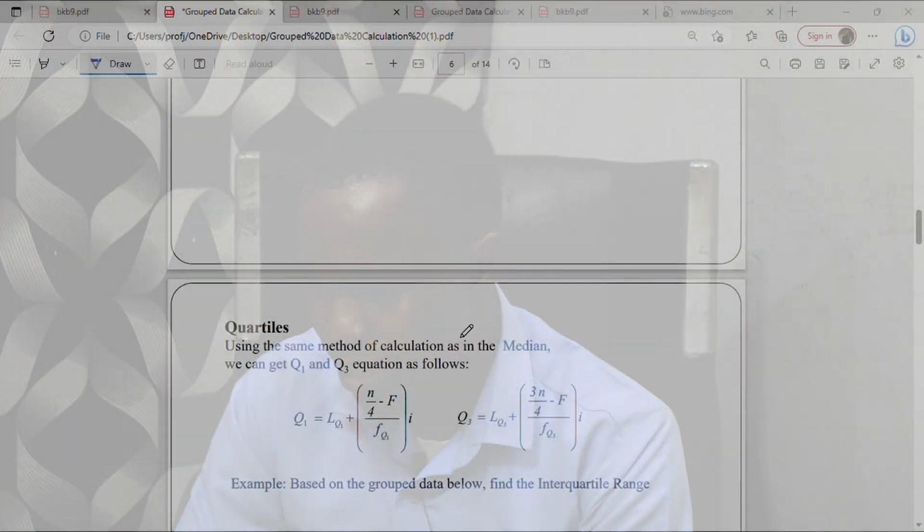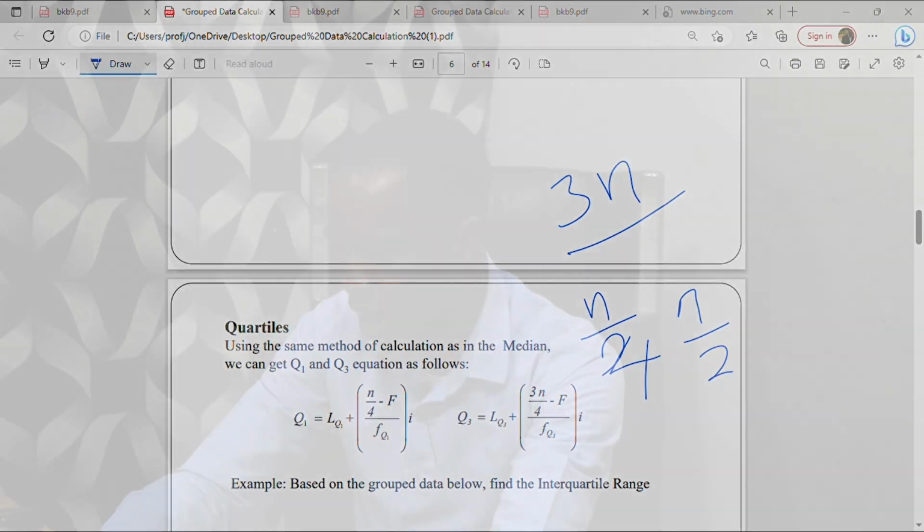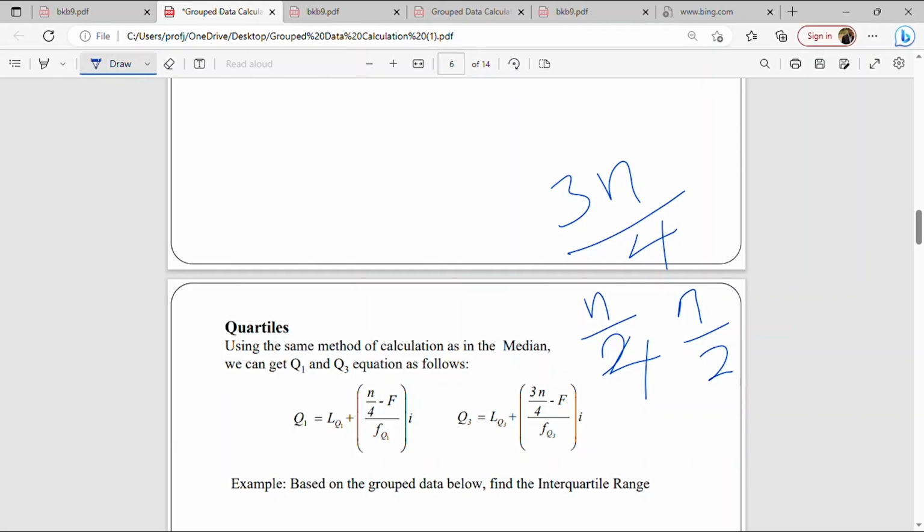Quartiles. Now if you look at this particular quartile, it's still the same thing. All you just need to do is to find quartile 1, which is n over 4. Quartile 2 is the median, that's why we're saying n over 2. Quartile 3 is 3n over 4. You would wonder why this one is n over 2. It's because here is n over 4, next one is 2n over 4, and 2n over 4 is n over 2. That's why for the median, we're always using n over 2 to get the position of the median class.